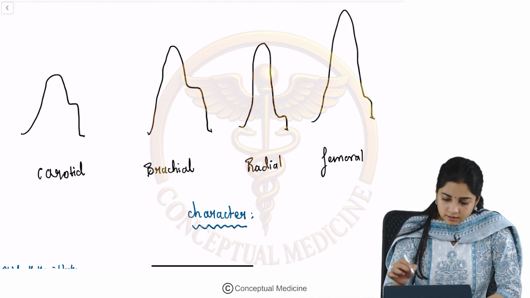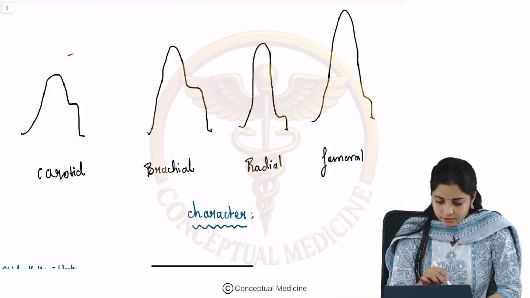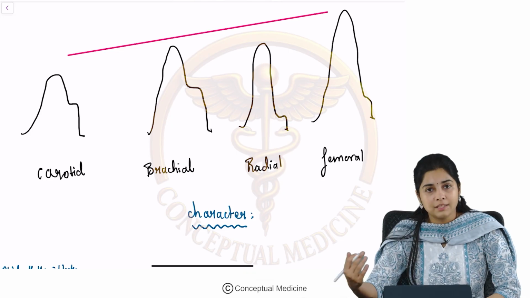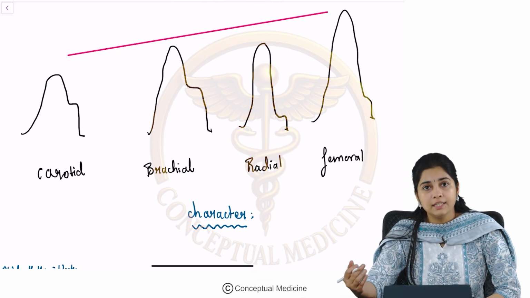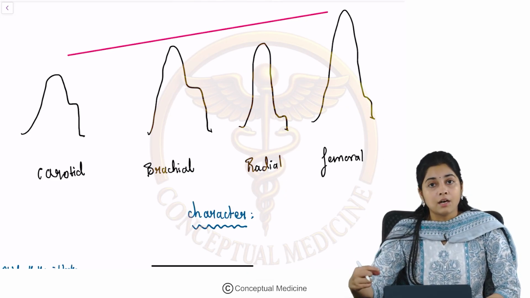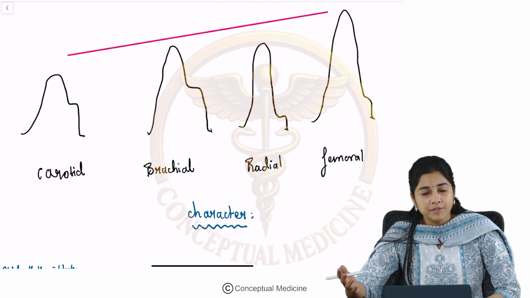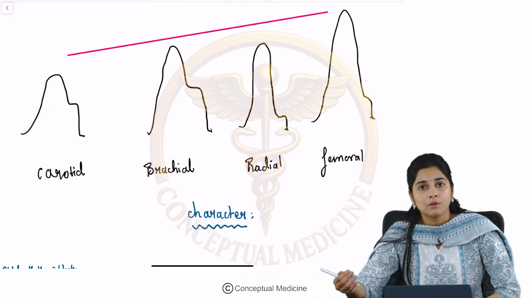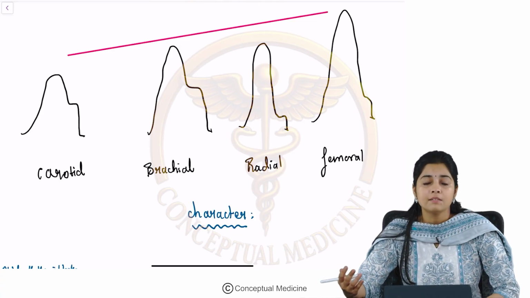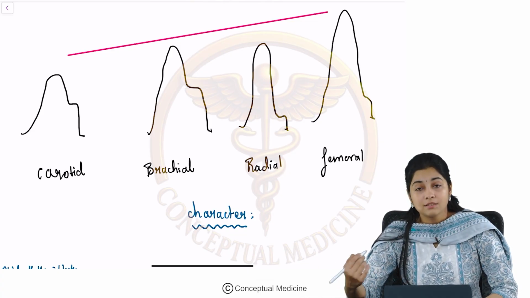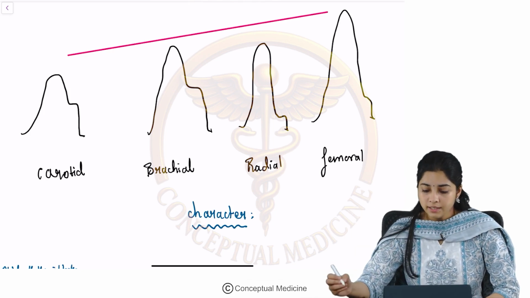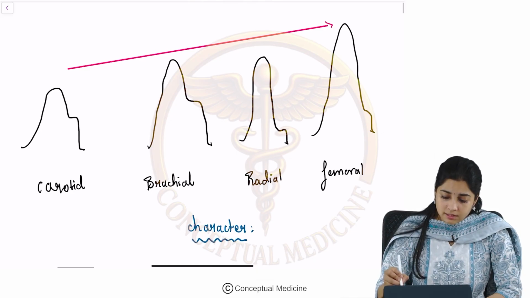So can you see here that as we move from the carotid to the femoral pulses, when you move from the carotid artery to the brachial artery to the radial and then the femoral artery, the height of the pulse wave is increasing? This is physiologically seen because as we move from the center to the periphery, the resistance of the peripheral vessels is much higher. As the resistance of the vessels is higher, the peak of the pulse wave is also higher. So this is a normal phenomenon that is seen.